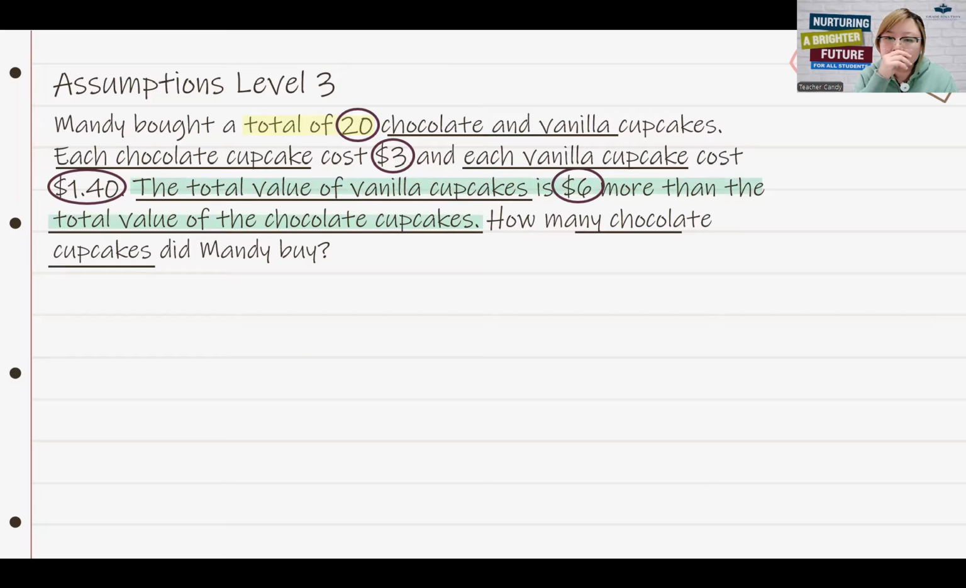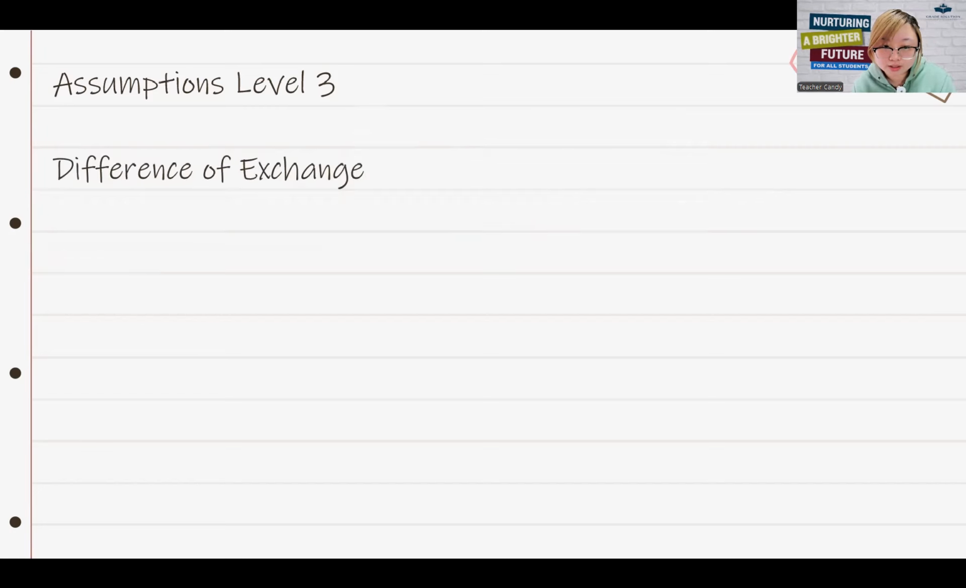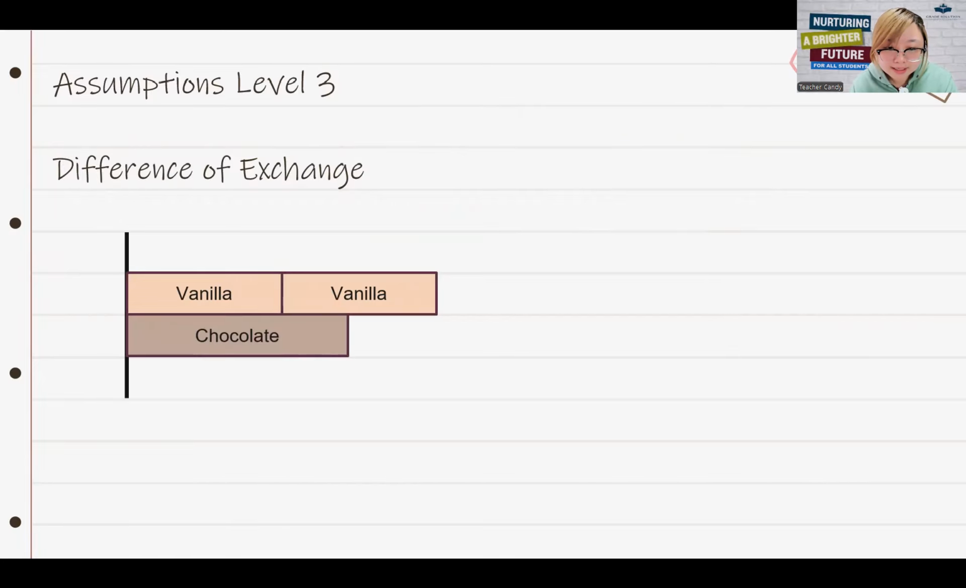So let's take a look. If you are looking for a difference and you take away, for example, one vanilla cupcake and add in a chocolate cupcake, we have to see the difference. Let me show you the difference of the exchange, when you exchange either chocolate for vanilla or vanilla for chocolate. So let's take vanilla and chocolate. I'm adding another vanilla and another chocolate, so I have 2 vanilla and 2 chocolate now.